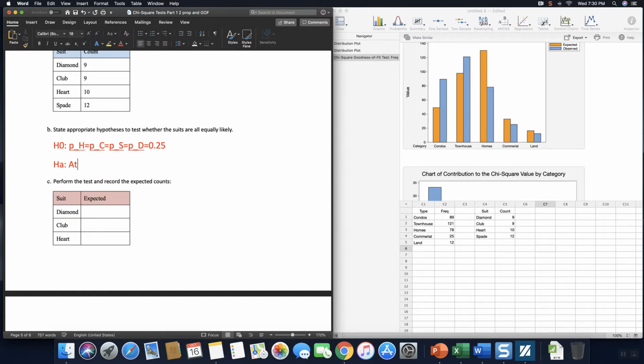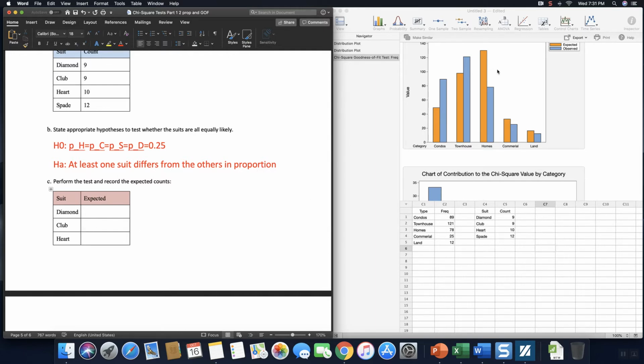Cool. Now, again, for my alternative, I'm just going to be rolling with that whole at least one is different thing. At least one suit differs from the others in proportion, because I don't want to write out all of them.